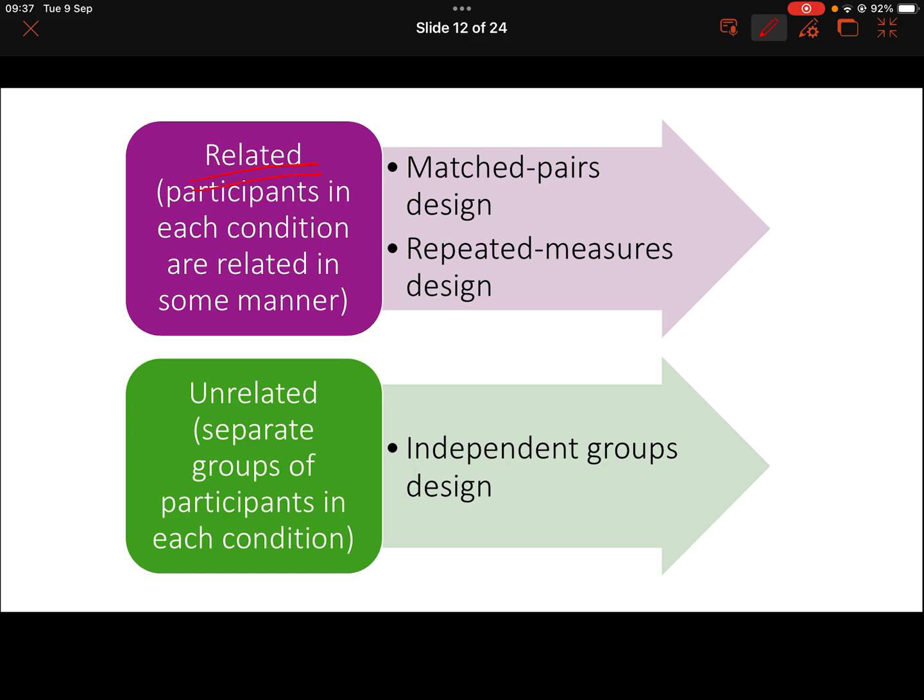Related data is where participants in each condition are related in some manner. For example, matched pairs, they are related to one another because they've been matched on a key characteristic that's important. Repeated measures, they're matched because we're dealing with the same participants in each condition. So for both matched pairs and repeated measures, we deal with related data. Independent groups is unrelated because we just have different participants in each condition that bear no relation to one another. Okay, so fairly straightforward there.